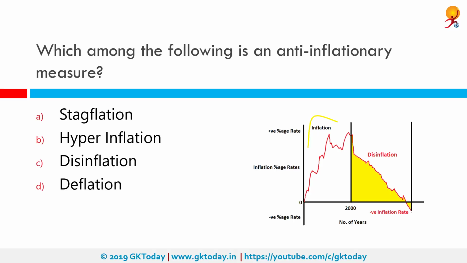Which among the following is an anti-inflationary measure? Correct answer is disinflation. So disinflation is a decrease in the rate of inflation, which is a slowdown in the rate of increase of general price level of goods and services in a nation's gross domestic product over time. It is the opposite of reflation.